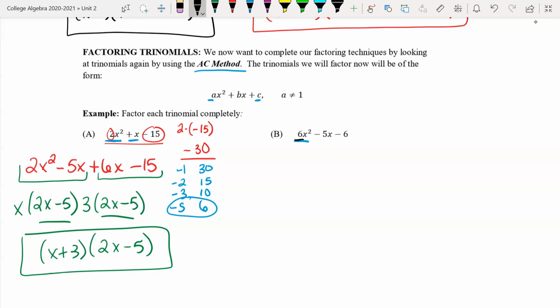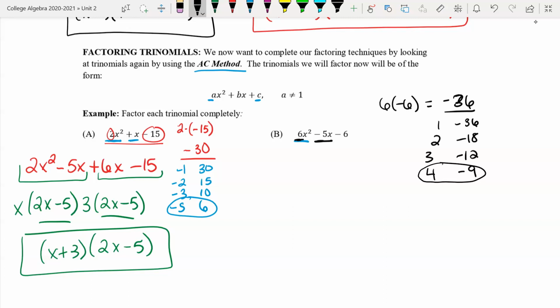And again, you use that when the number in front of the x squared is not 1. So same thing here, I take 6 times negative 6 to get negative 36. It's a negative number in the middle now, so the bigger one's going to be negative whenever I'm listing the factors. But you look at that right there. 4 and negative 9 adds up to that negative 5 I'm after, so let's rewrite it. And then factor by grouping.